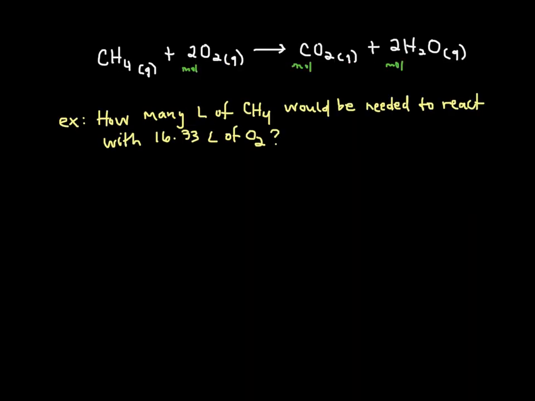All right, let's quickly do one more. In this case, I've given you a new reaction. This is methane, natural gas. Notice there's no coefficient, so we can assume there's a 1 there. And it's, of course, moles. So 1 mole of CH4 reacts with 2 moles of oxygen to produce a mole of carbon dioxide and 2 moles of water.